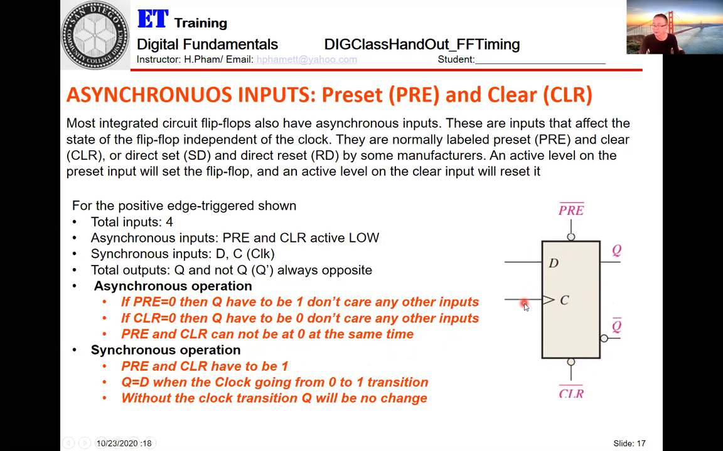Okay. However, sometimes I want to set Q at a logic 1. I don't care about the clock. Then I have to use preset. Preset low, Q must be 1. Or if I want Q to be 0, then I have to set the clear here to 0, then Q has to be a 0. Okay? And for synchronous operation, preset and clear have to be 1. Q equals D when the clock goes from 0 to 1 transition. Without the clock transition, Q will be no change. You have to read that.